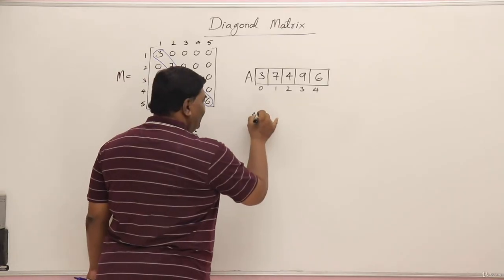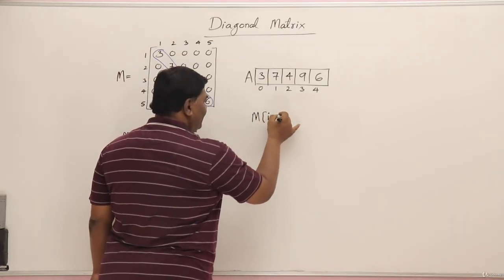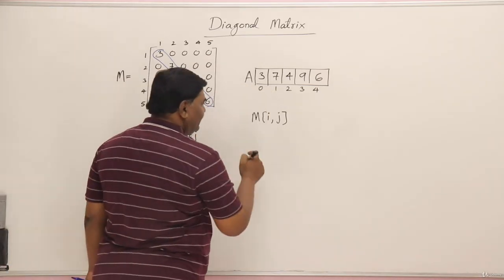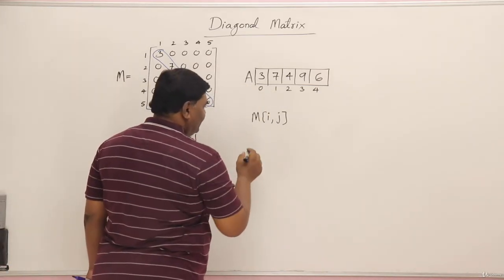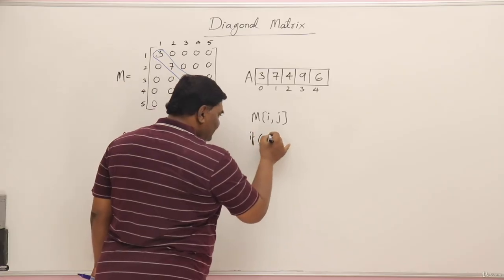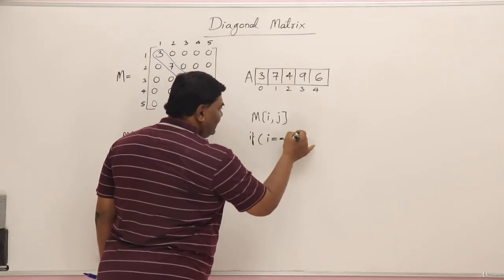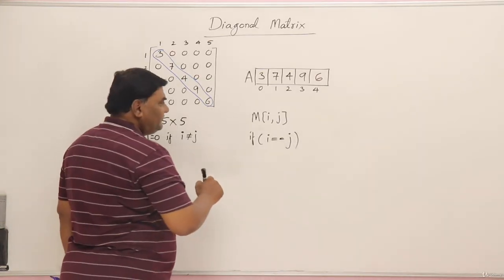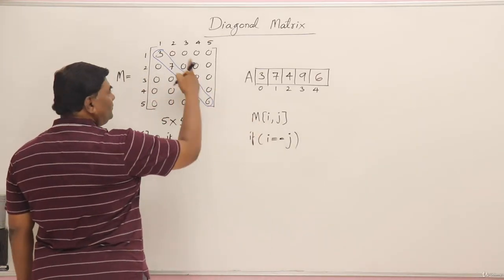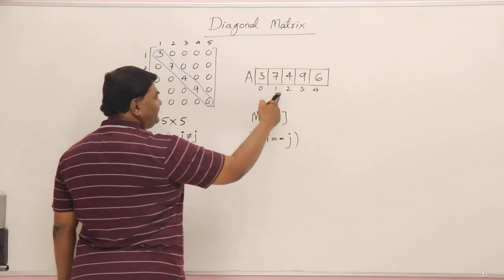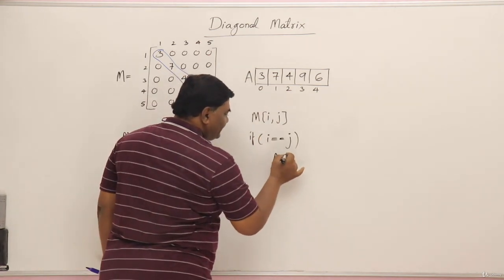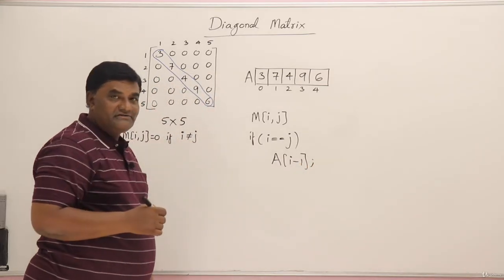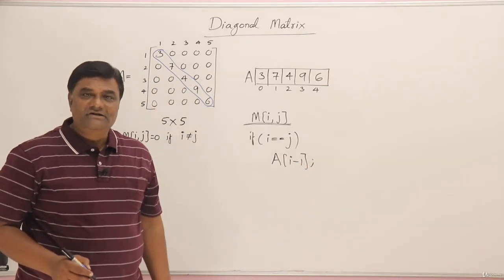So if I want to access any element from matrix M of I comma j, this I am calling as M, but it is stored in an array. Then from where can I get the element? First of all, if I is equal to j, then only we have an element, right? So if I is equal to j, then 2 comma 2 is present at 1, 3 comma 3 is present at 2, so the element is present at I minus 1, or even I can say j minus 1. So this is very simple.